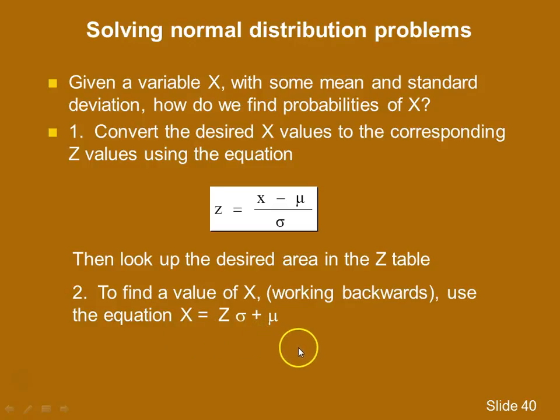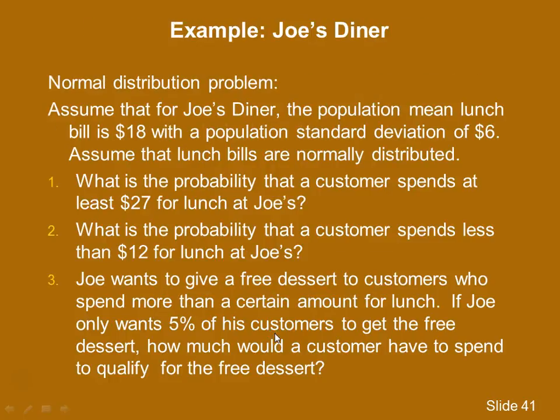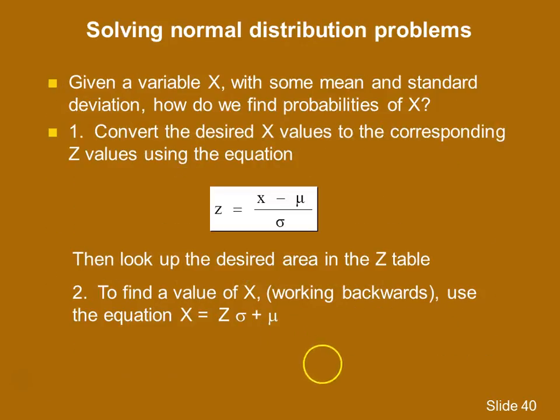x is equal to z sigma plus mu, which basically says any value of x has to equal its corresponding z value multiplied by the standard deviation plus the mean. And we'll get to one of those shortly. Let's do a problem as an illustration of both parts.